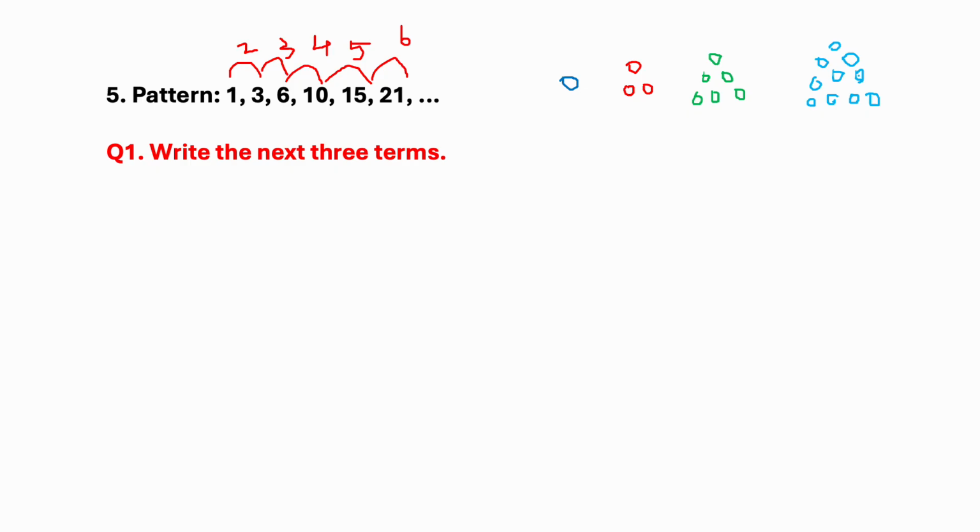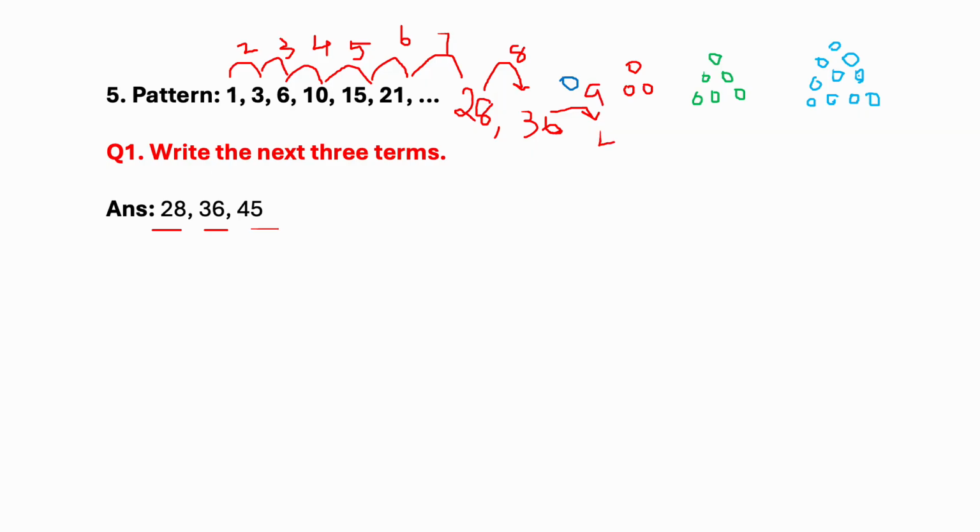So write the next 3 terms. 21 plus 7 is 28. 28 plus 8, 36. Then 36 plus 9, you will get 45.